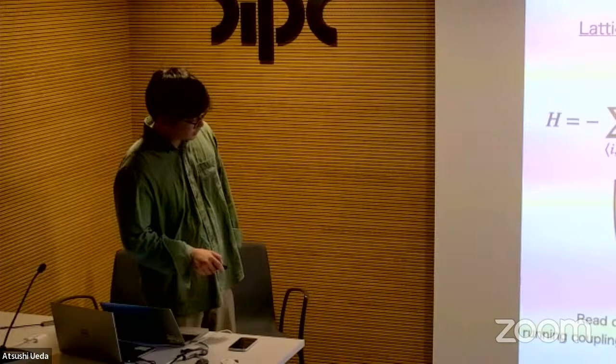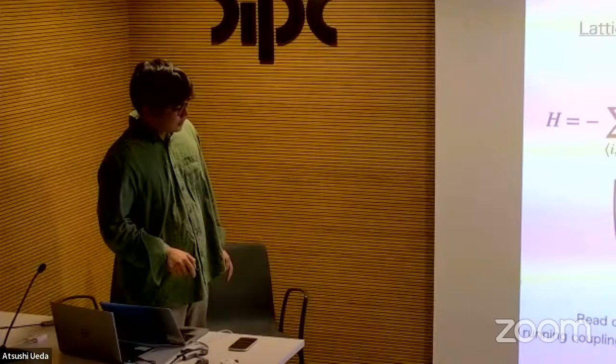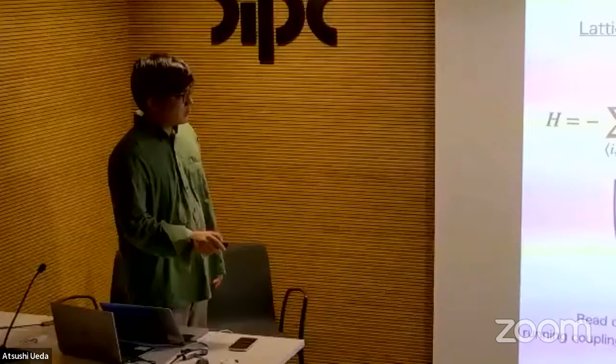This is one of the results: you compute running coupling constants for various temperatures and system sizes and just plot it. And this plot indeed coincides with the famous Kosterlitz RG flow.